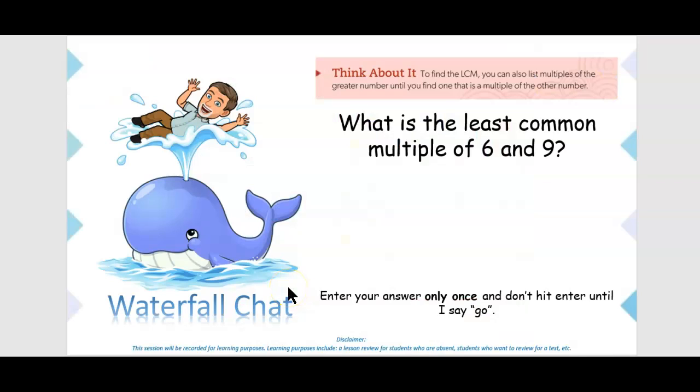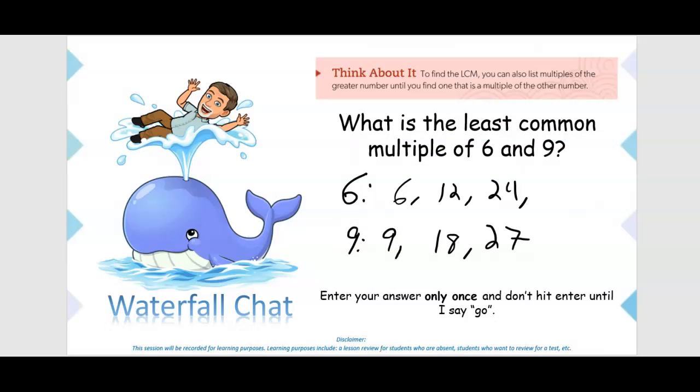Least common multiple of 6 and 9. Pause the video, see if you can find it. Remember, multiple means big pieces. Least means the smallest of the big pieces. Here's the bigger pieces. I like to do 3 at a time.